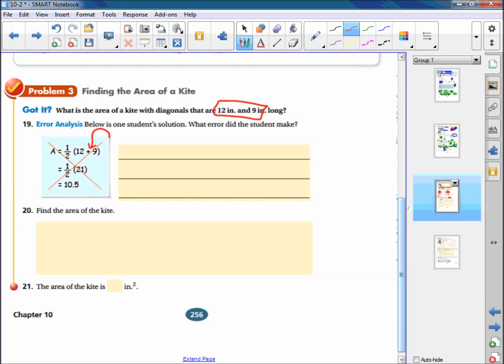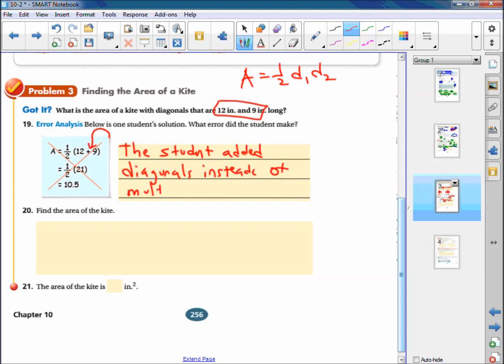Instead of adding, they should have been multiplying here, because our formula is area is 1/2 D1 times D2. Product of the diagonals, not the sum of the diagonals. Okay, so the student added the diagonals instead of multiplying. Okay, find the area of our kite instead.